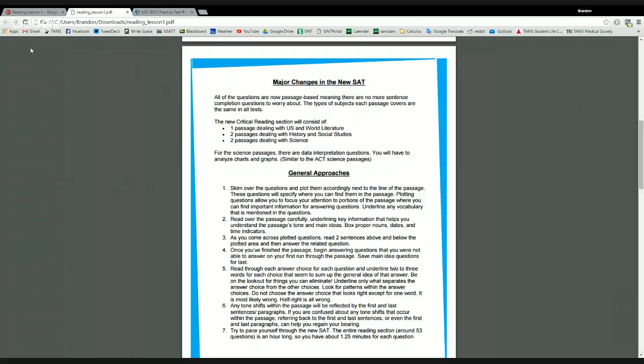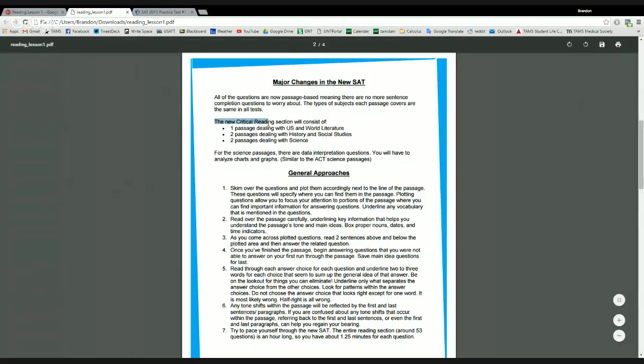So the new critical reading section will consist of one passage dealing with U.S. and world history, two passages dealing with history and social studies, and two passages dealing with the sciences. For the science passages, there are data interpretation questions where you'll have to analyze charts and graphs, and this is similar to the ACT science passages.